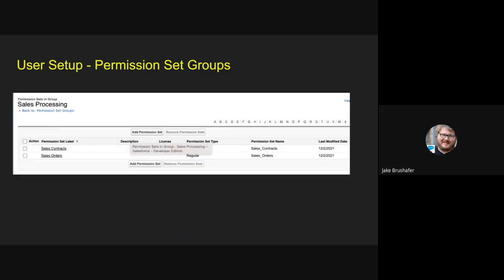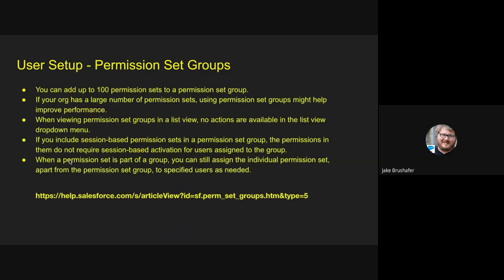All right, so here we go. We have two permission sets, our sales contract and a sales order. So that's how we added two into that, and then we can go from there. Just as a quick reminder, you can have up to 100 permission sets in a permission set group. That's a lot. If your org has a large number of permission sets, using permission set groups might be a good way to manage them.